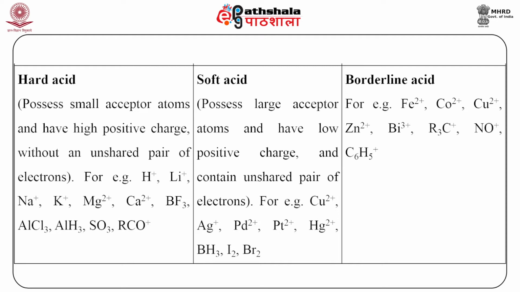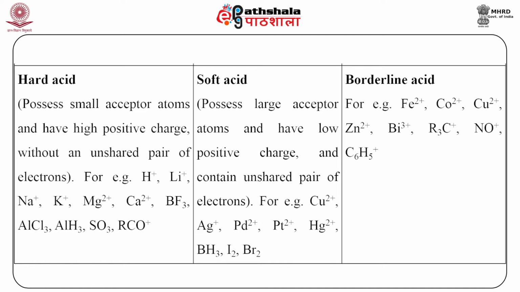In case of soft acids, students, they possess large acceptor atoms and have low positive charge, and they contain an unshared pair of electrons. For example, you have copper 2 plus ions, that is the cupric ions, the Ag plus ions, that is the silver ions, the palladium ions, the platinum 2 plus ions, mercuric ions, and the BH3, that is borane, the iodine and the bromine.